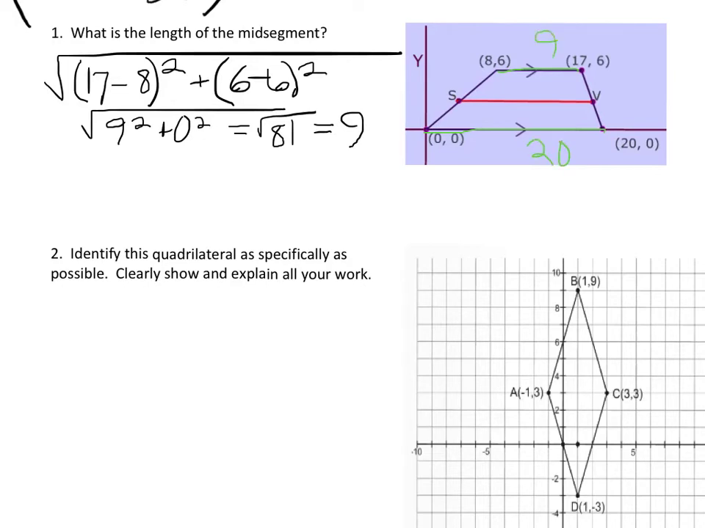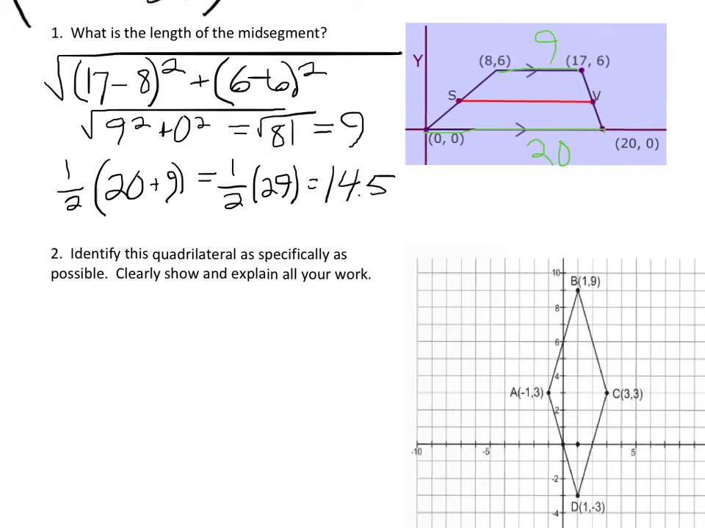And so to find the red line, I kind of do the average of those two. So we know by the properties of the mid-segment that 1/2 times the sum of those, so 20 plus 9, which equals 1/2 times 29, which equals 14.5.